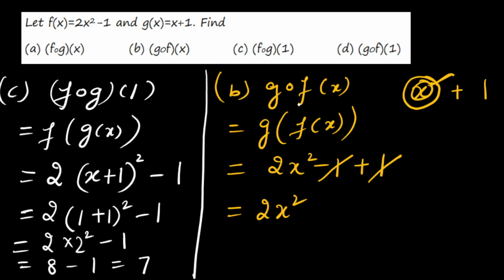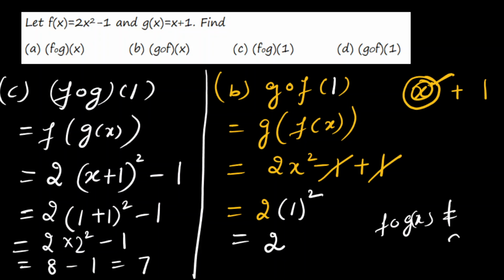Yes. Next one, we have to find the value of g of f of 1. So same thing we will do. We'll substitute the value of x as 1. Till the third step it is the same. First of all, you have to find the value of g of f(x). Then in place of x, you can just substitute its value. So the x value is 1. So 1 square is 1. So 2 times 1 is equal to 2. So from here itself, we can see f of g of x is not equal to g of f of x. So earlier also we have discussed this thing.